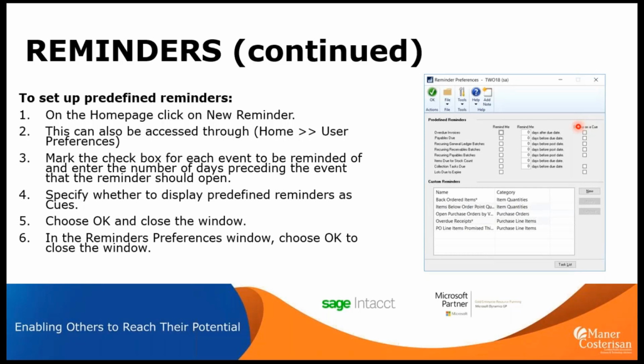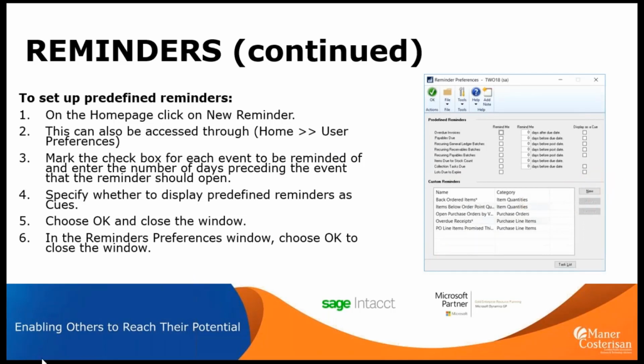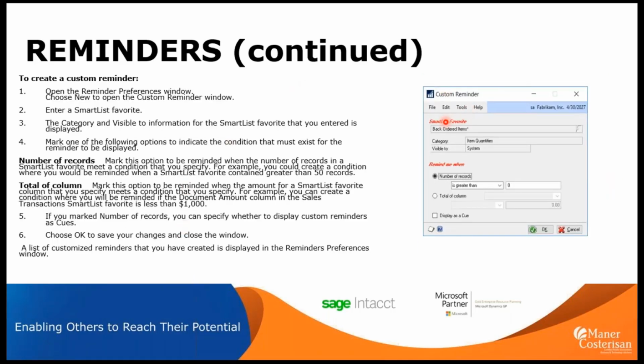For the custom reminders, at the very bottom of this prior screen, you click on New. And once you click on New, you then choose the SmartList favorite that you want to base it on. So you could create custom SmartList favorites out there and then use that to create your custom reminder. Now you can base it on number of records or a total of a column. So it's a little limited in what you can base it on, but it is a great tool to have out there if you're trying to remember when something goes over or under a certain item.